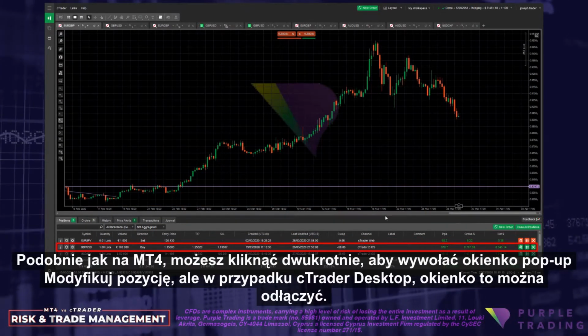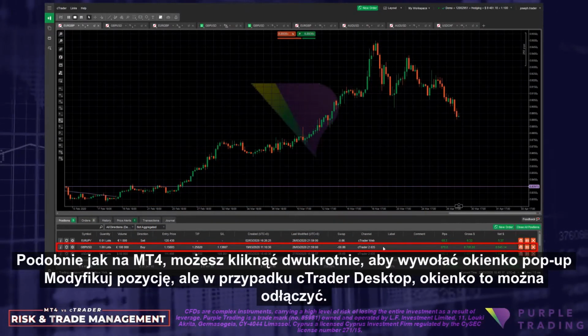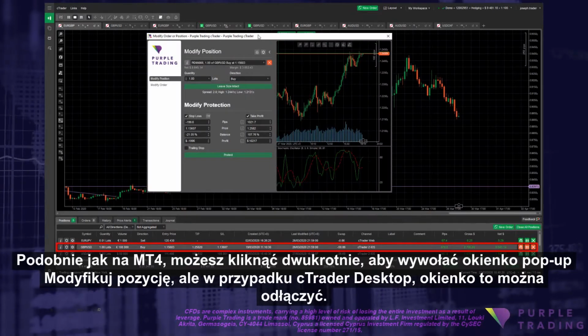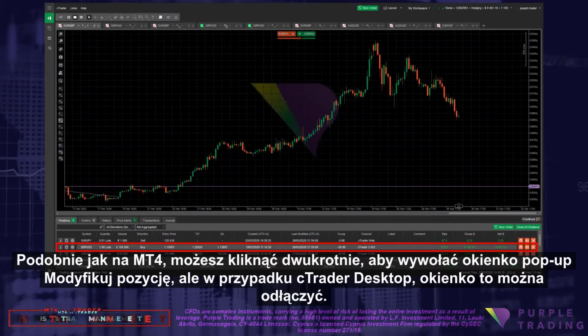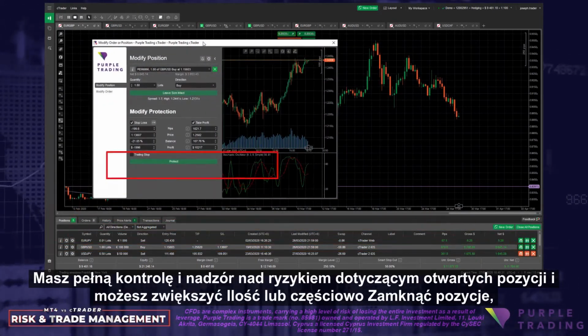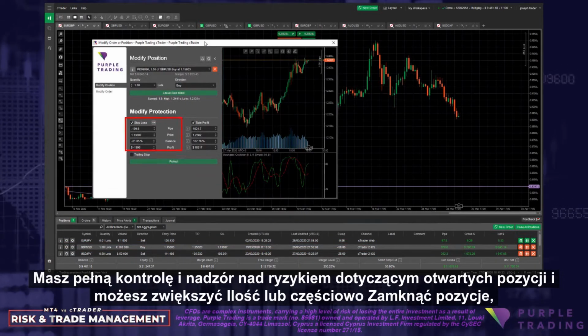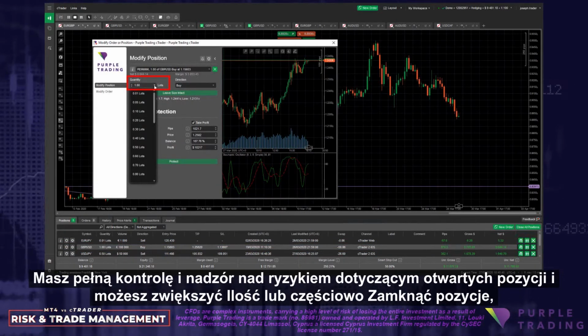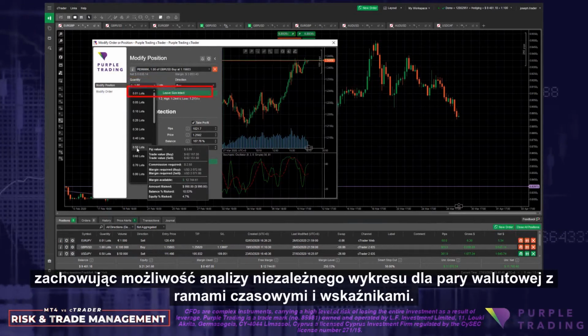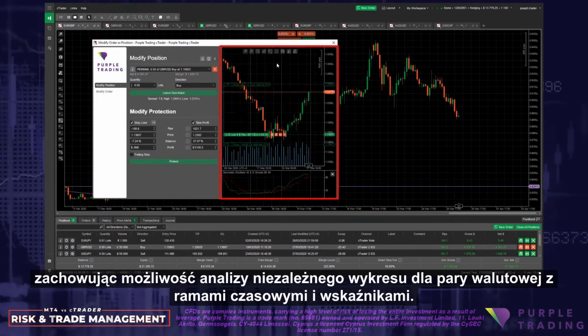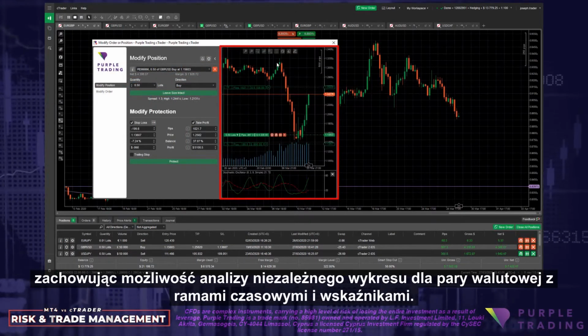Just as with MT4, you may double-click to create a Modify Position pop-up box, but the cTrader desktop box is fully detachable. You have full control and oversight of your risk with open positions, and you may increase your quantity or partially close positions while having the ability to study an independent chart of the pair with timeframes and indicators.